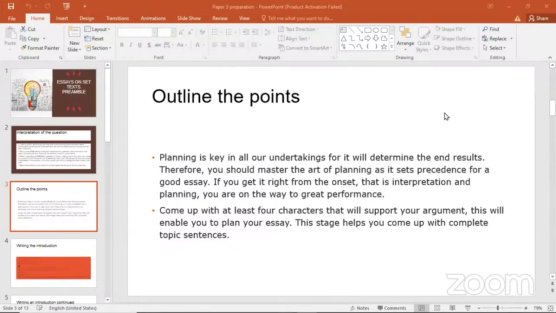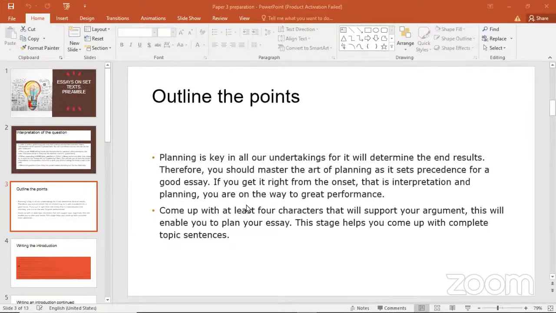But if you have a good plan, it's not going to be possible for you to mix up points. It's very easy for you to do something that's constructive. So once you have outlined the points and you have your topic sentences and you're comfortable with the topic sentences, we now go to the next step.